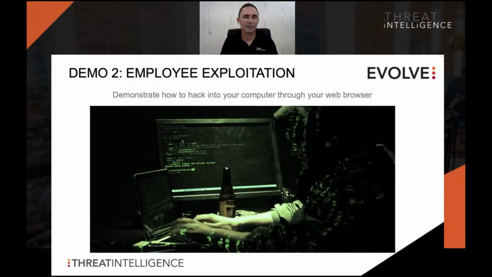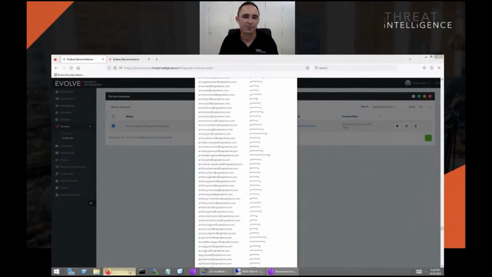Okay, so straight into demo two. We're going to show employee exploitation. This is where, for example, all of the security personnel say, be careful clicking on links, be careful when you receive a phishing email, be careful when you're clicking on things or opening attachments. We're going to show how you can break into a web browser just by clicking on a link.